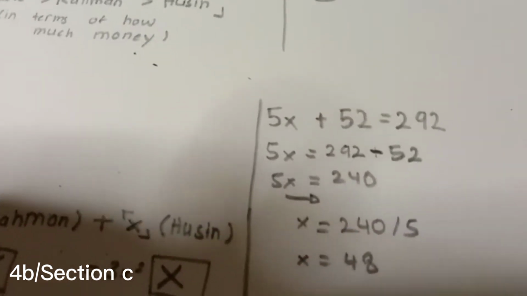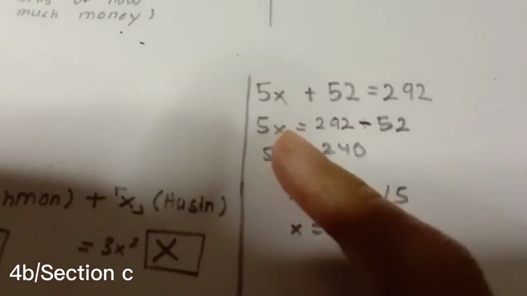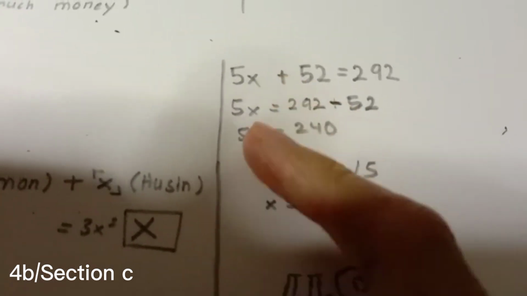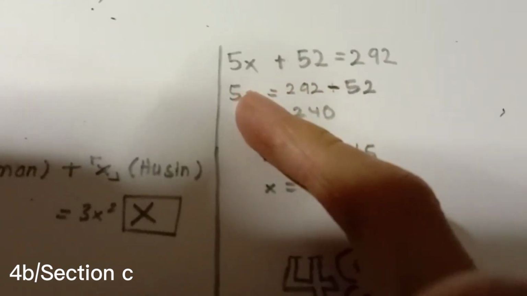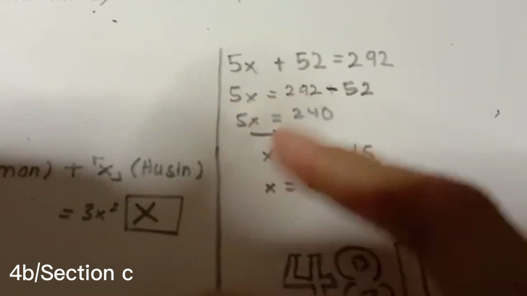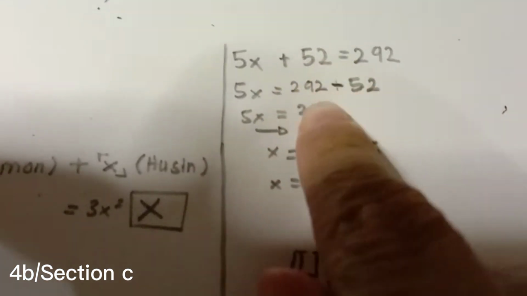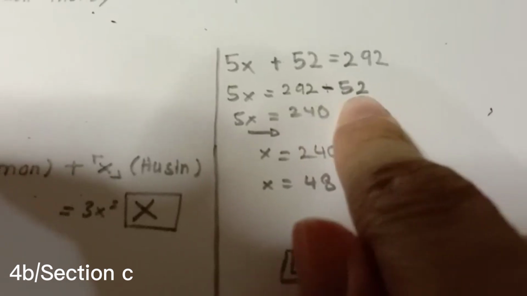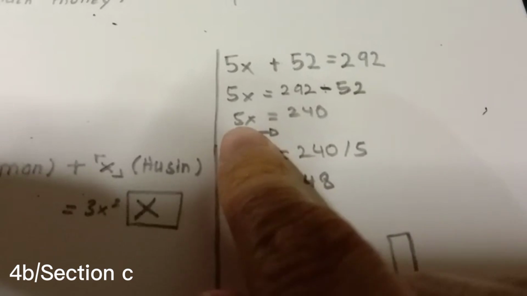That's simple. If we move it from one side to the other, we have to change the symbol as well. If it's plus, moving over it has to become minus. That's an important and integral part of this equation. After we get that, we can easily conclude that 292 minus 52 gives us 240.